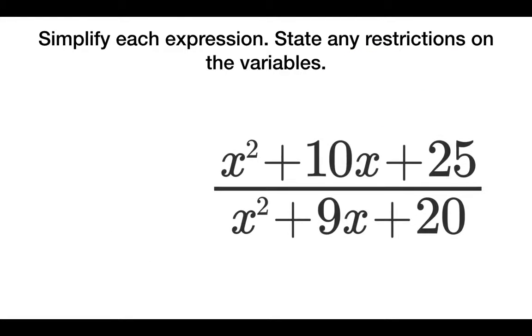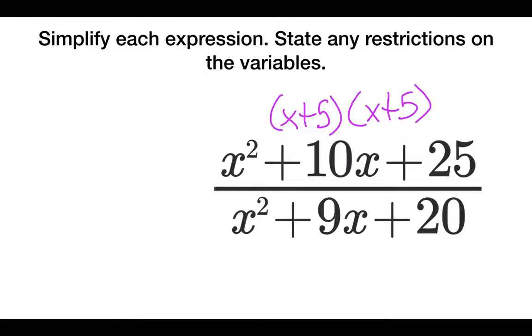All right, let's try another one. Ooh, now we have to do that factoring thing I warned you about. Mr. Peacock, why do you make us do that? So let's look at the top part first. The first part I'm looking at is x squared plus 10x plus 25. Because this has a leading coefficient of 1, 1 times 25 is 25, and the factors of 25 that add up to be 10 are 5 and 5. So x plus 5 times x plus 5.